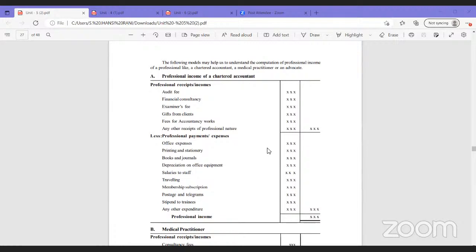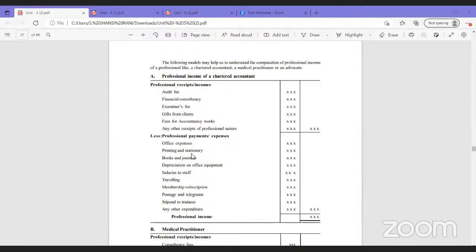Examiner's fee means if chartered accountants conduct the exams of chartered accountancy students. And gifts from clients: if one of his clients is satisfied with the services provided by the chartered accountant, they will give some gifts to him. Fees for accountancy work, whatever fees they receive, and any other receipts of professional nature. You should be able to identify whatever is given in the question, whether it is professional income or not, depending on his profession.